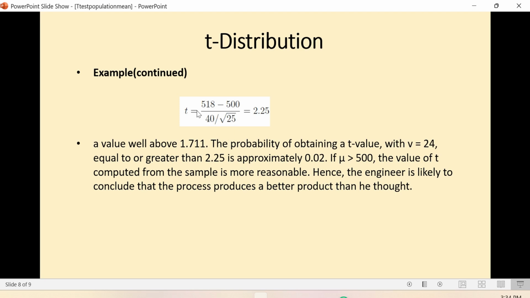So actually from the sample we have strong evidence to conclude that the population mean is significantly larger than 500, right? So this is the t-test for the population mean.